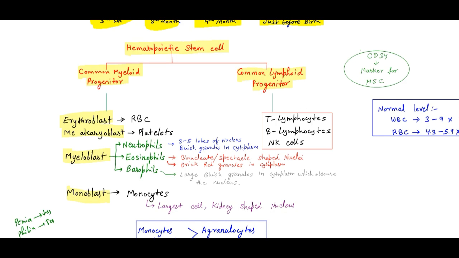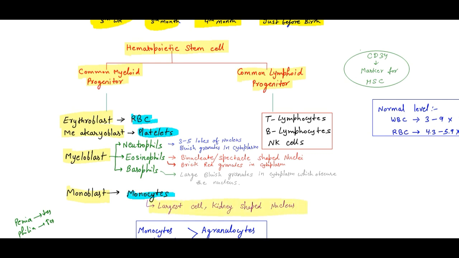Then remember, erythro means erythrocyte, so RBC. Then megakaryoblast gives megakaryocyte and platelets. Myeloblast gives neutrophil, eosinophil, basophils. So remember NEB: neutrophil, eosinophil and basophil. And monoblast gives rise to the monocytes. Remember, monocyte is the largest cell and has a kidney shaped nucleus.